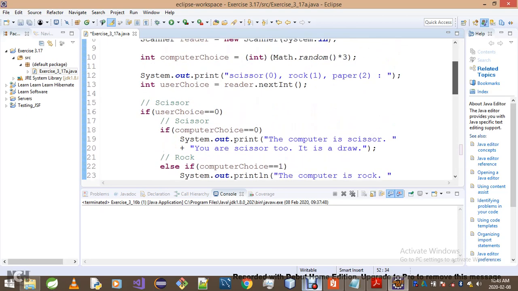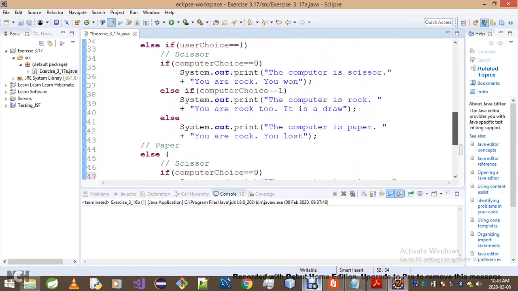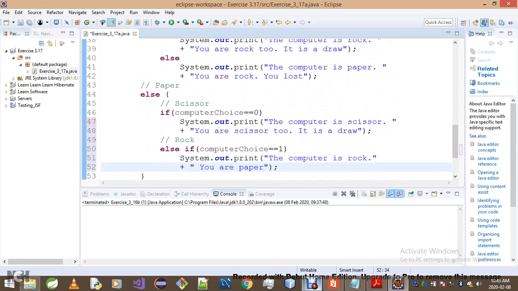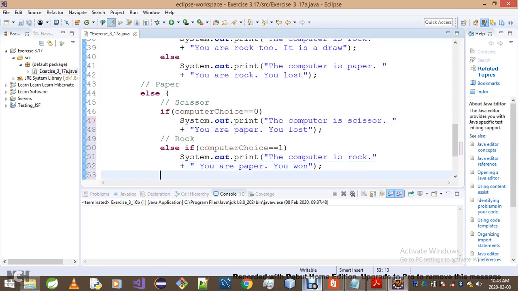Okay, so we dealt with Caesar, we dealt with rock, and now we're dealing with paper. So the computer is Caesar, you are paper, you lost. Okay, so the computer is rock, you are paper, you won. Then lastly is the draw case.